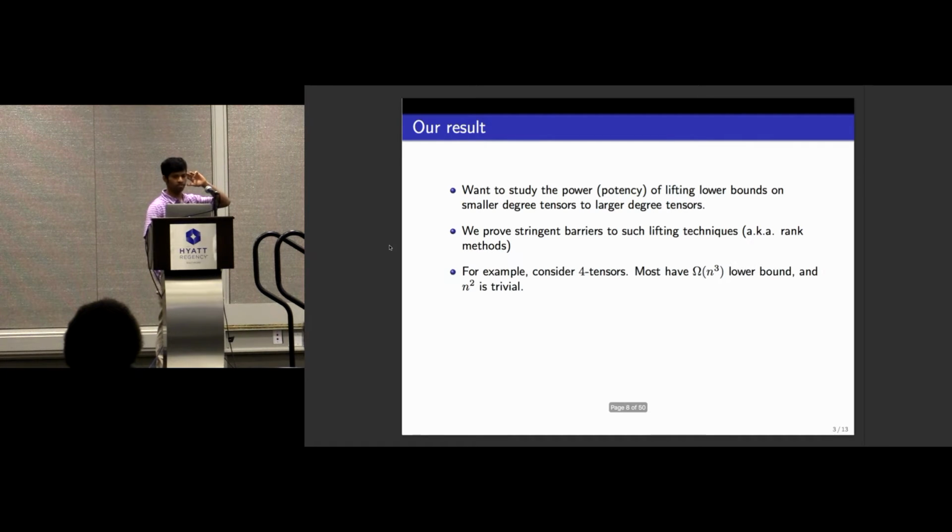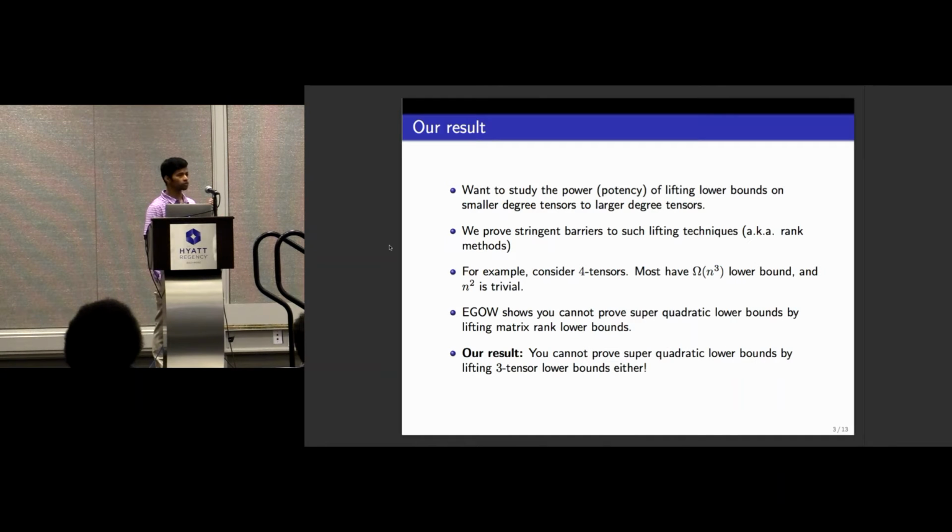Okay? So for example, if I consider 4 tensors, then most of them have a cubic lower bound, and to prove n squared is trivial. Okay? And so the previous result that they had said that if you're trying to lift matrix rank lower bounds, then you will not be able to get anything super quadratic. And as part of our result, we say even if somebody told you how to prove 3 tensor lower bounds, you will still not be able to prove anything super quadratic for 4 tensors. Okay? The constants will change though.